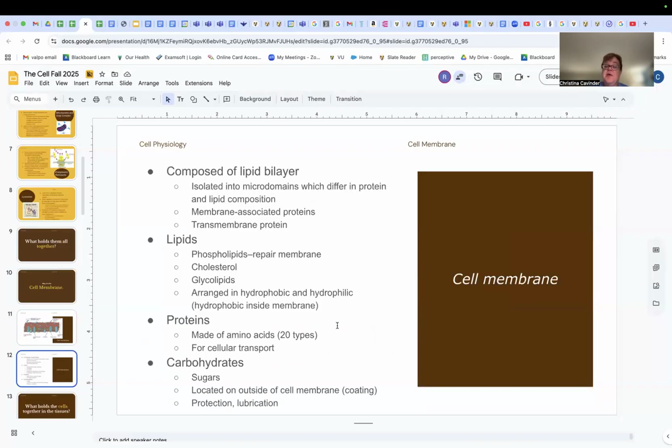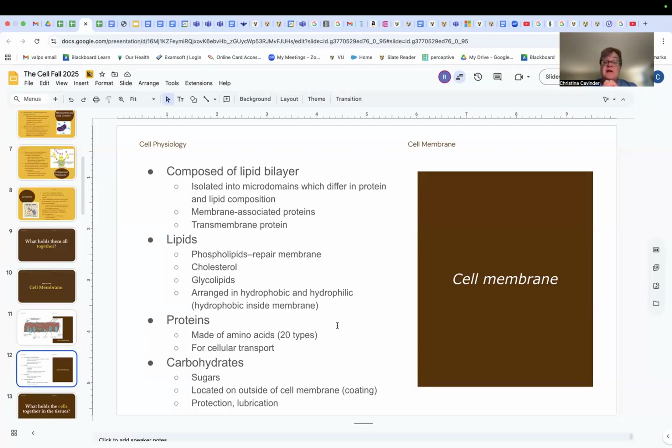What we know is that the cell membrane is composed of a lipid bilayer. It isolates the microdomains, which differ in protein and lipid composition. It has membrane-associated proteins, and it has a transmembrane protein, which goes across both layers. These layers require lipids. When people say they're never going to eat fats, that's near impossible because fats are in a lot of different foods. You need the lipids to create different things for the cells, so it's not a good idea to get rid of all your fats.